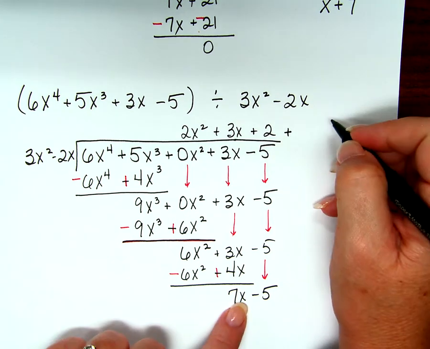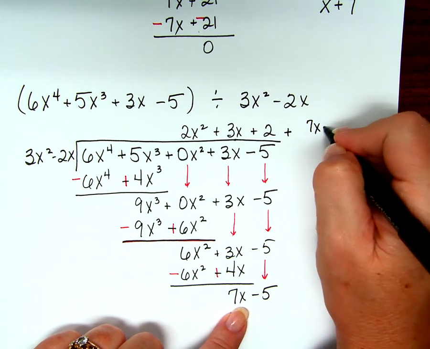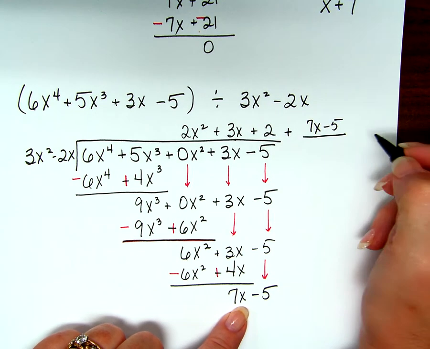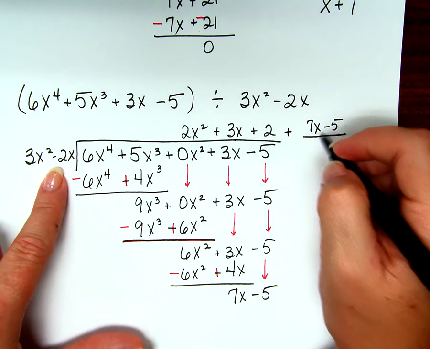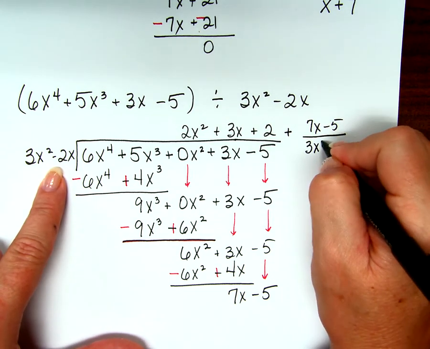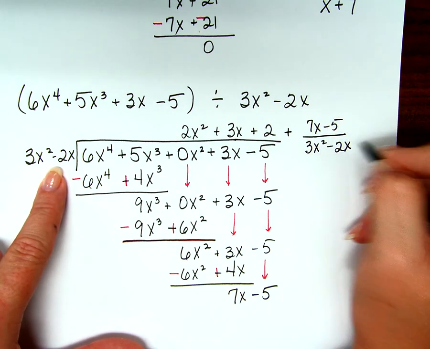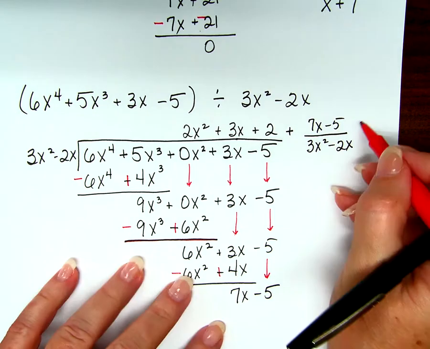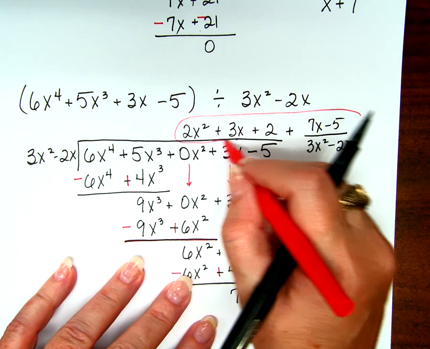So plus our remainder, 7x minus 5 over what? Yeah, what I was originally dividing by. That's right. This is my answer.